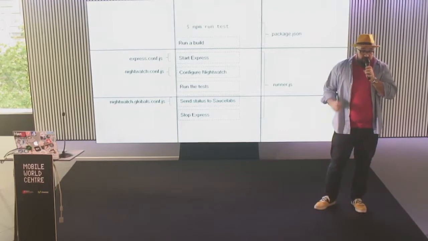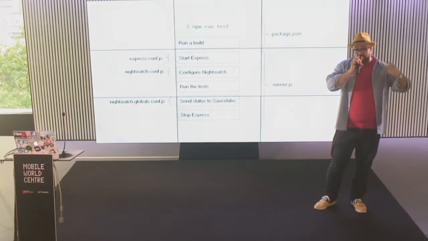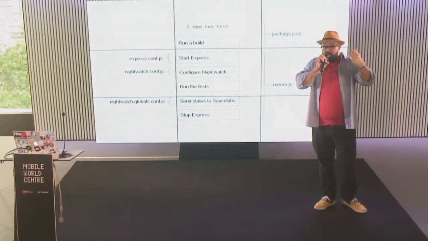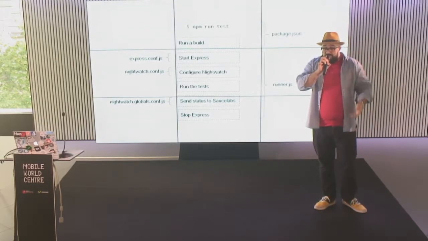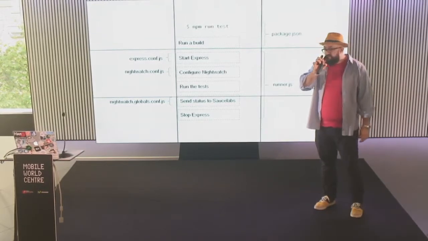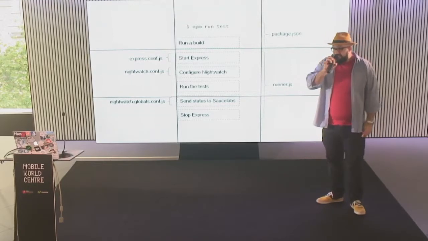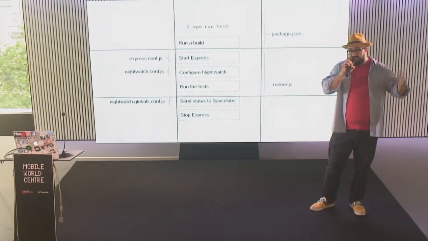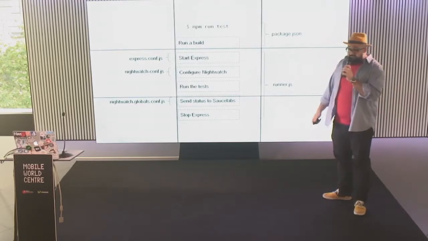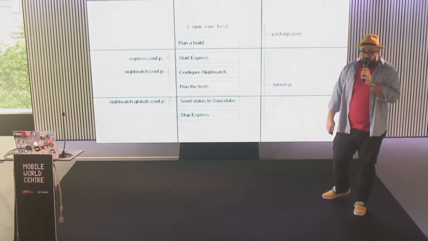In this file, I need to send information to Saucelabs whether the test has passed or not. Saucelabs just gives me a browser, says, okay, this is your browser, do whatever you want with it. I do whatever I want with it, and then I need to tell it whether this browser has failed or has passed. Saucelabs doesn't have this information, Nightwatch does, and to do this, I have an after each test hook that I run, and I send that information to Saucelabs. And then when everything is done, I stop Express and I return control to the shell.